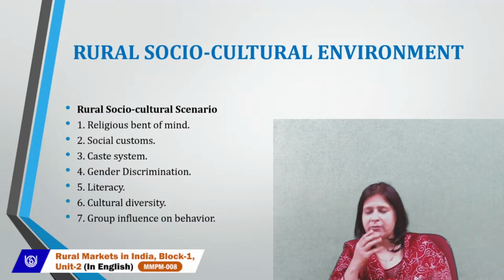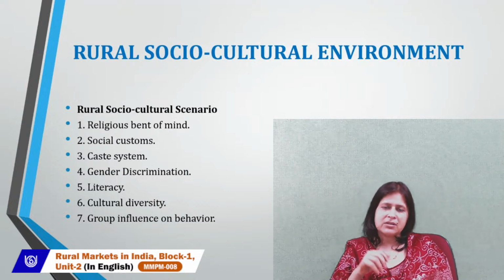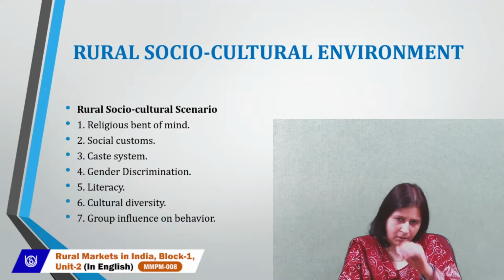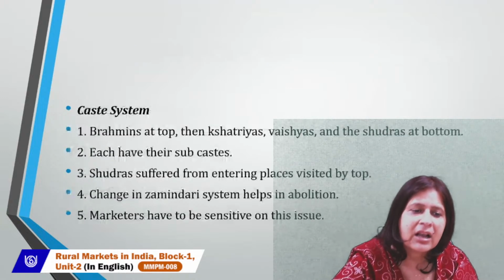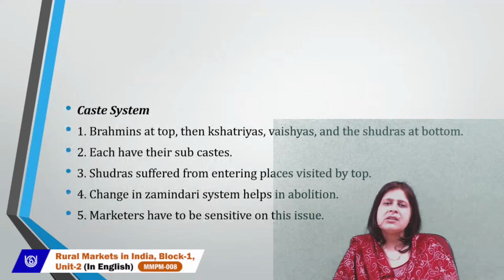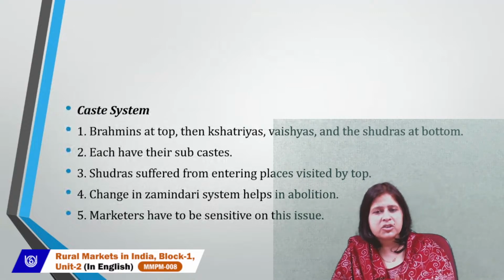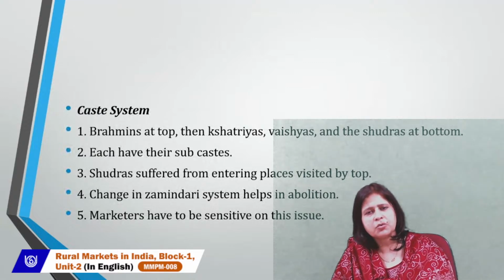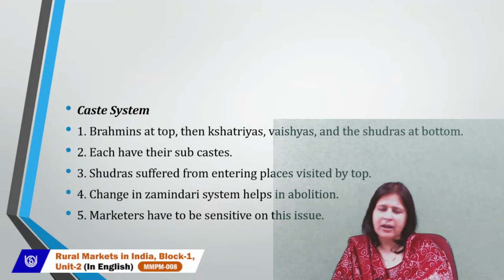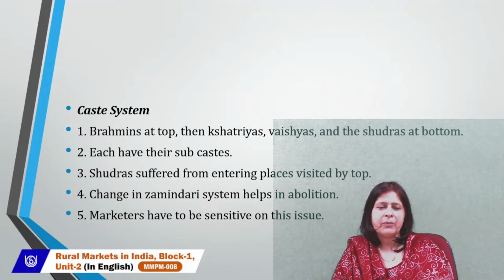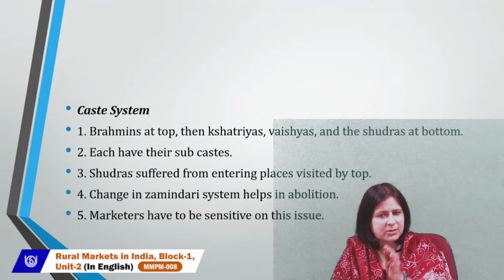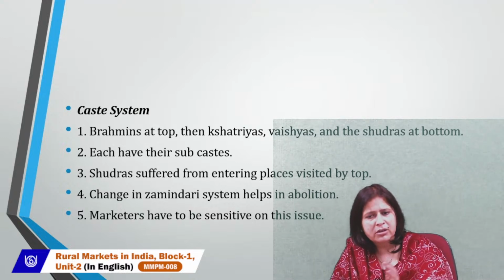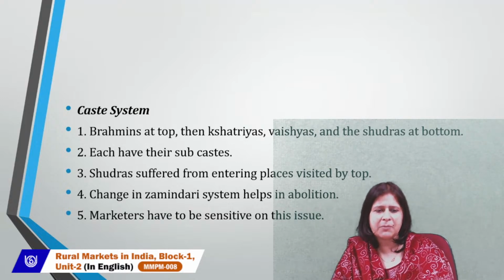Then social customs play a very important role. We discussed the caste system. We discussed all the rural socio-cultural environment, right? In the caste system in India, the Brahmins are at the top, then the Kshatriyas, then the Vaishyas, and the Shudras at the bottom, and untouchables come nowhere. Even they have their subcastes, right? We all know these are the castes, but even within Brahmins, Kshatriyas, Vaishyas, and Shudras, there are subcastes.